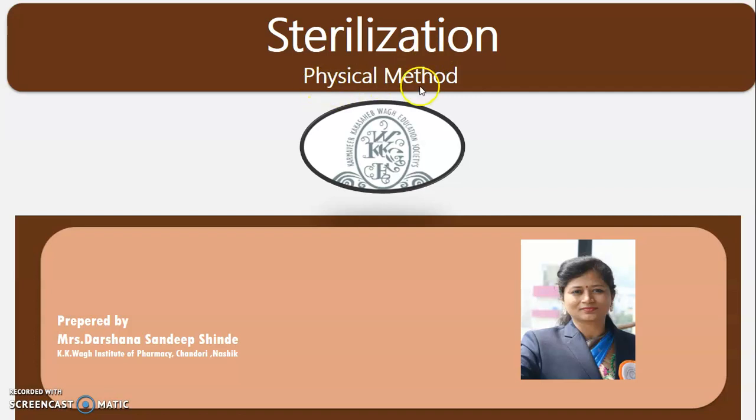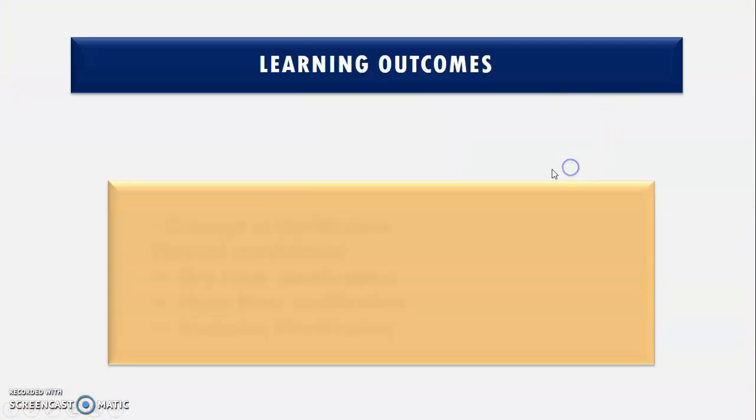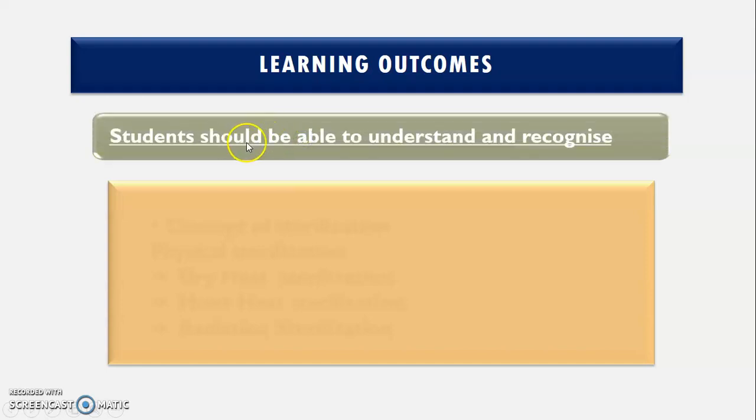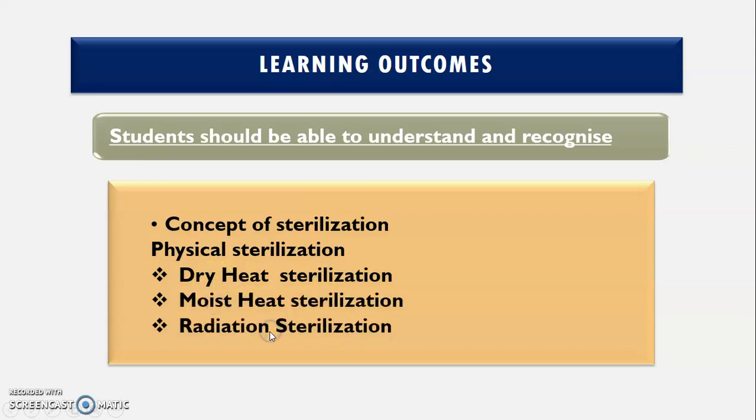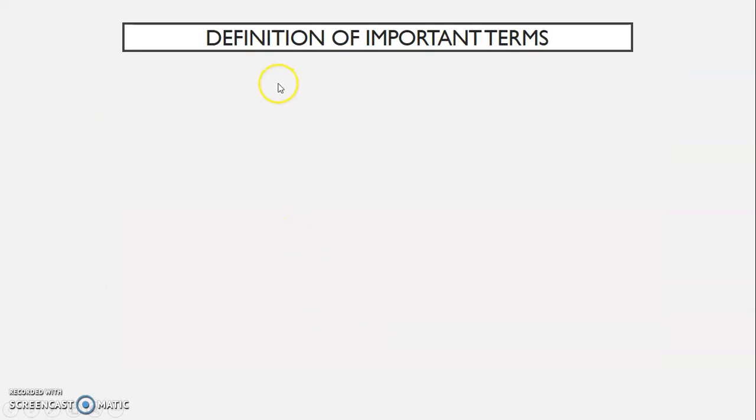Today's discussion topic is sterilization. In that, we see the physical method. Learning outcomes: after watching this video, students should be able to understand and recognize the concept of sterilization, what is meant by physical sterilization, dry heat sterilization, moist heat sterilization, and radiation sterilization.